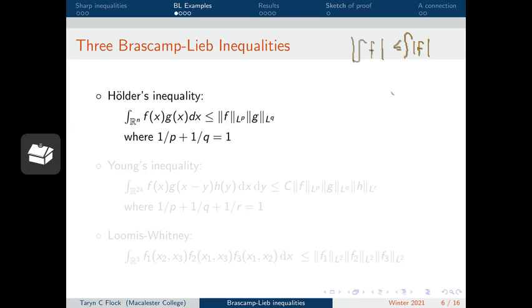So our first example is Hölder's inequality, where I look at the product of two functions and observe that the size of the product is bounded by the product of the sizes exactly when my L^p spaces match up in an appropriate way. If I have L2 and L2, I have the Cauchy-Schwarz inequality. If I have L1 and L infinity, I have what I tell my calculus students is the area estimate. So this is our first example of a Brascamp-Lieb inequality.